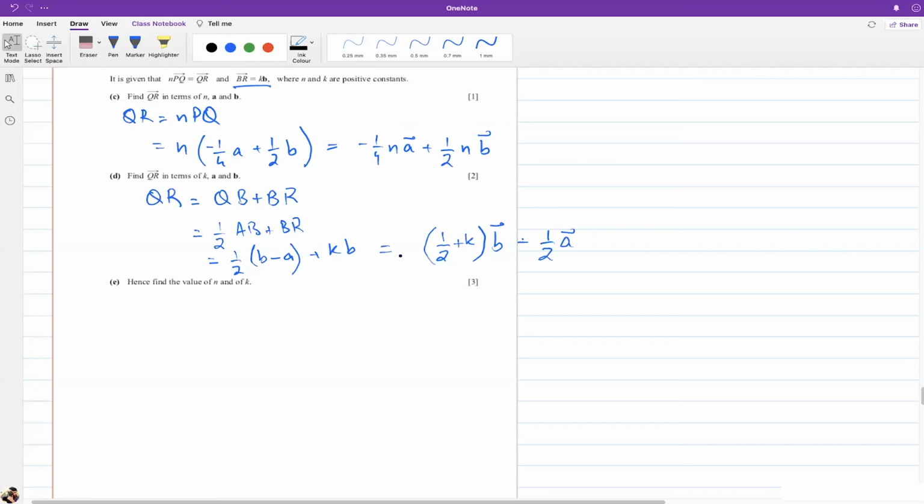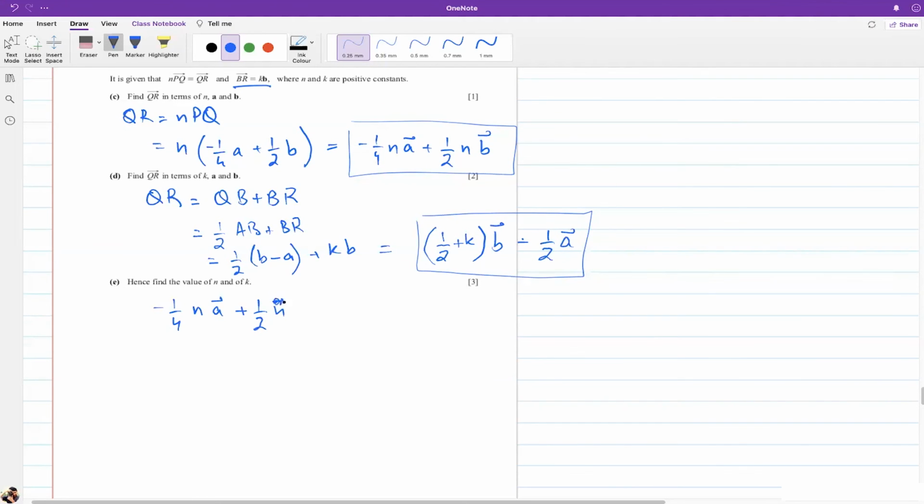अब वो कह रहा है कि find the value of N and K, और इसके लिए हमें देखना है कि QR है, चाहे वो आप किस मर्जी पाथ से जाएं. So एक उसकी वैल्यू ये है, एक उसकी वैल्यू ये है. So we'll just equate them. We'll say okay, it's going to be minus 1/4 N A plus half N B. Sorry, N is not a vector. Equals (half plus K) B minus half A.